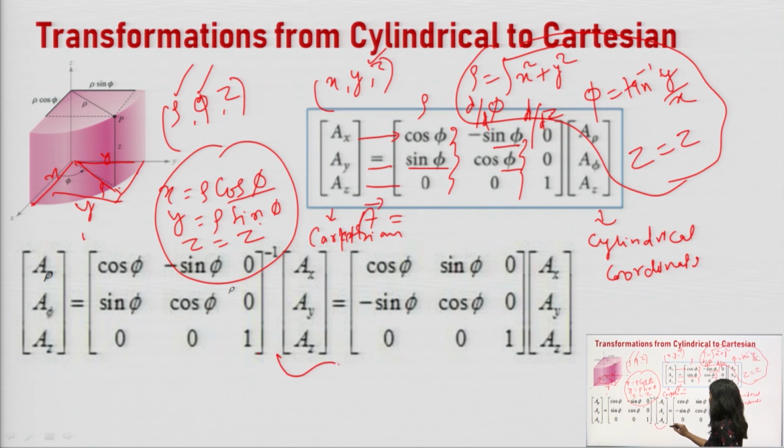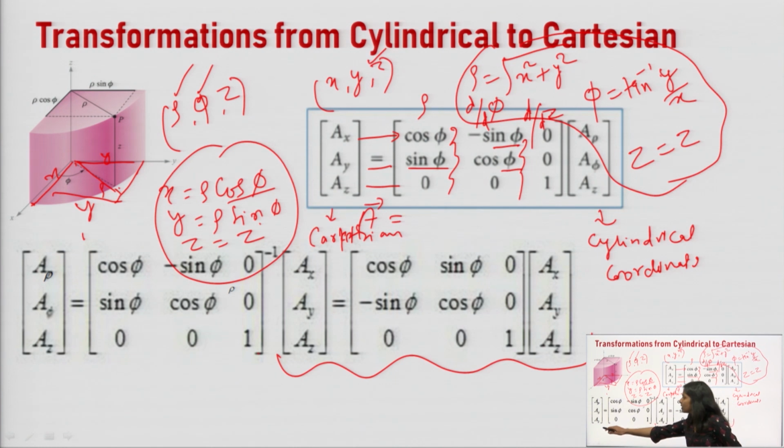This is the transformation matrix to transform a vector from Cartesian coordinate to cylindrical coordinate. This is in cylindrical coordinate, this is in Cartesian coordinate. So these two formulas can be used to transform any vector or point from Cartesian to cylindrical and vice versa.